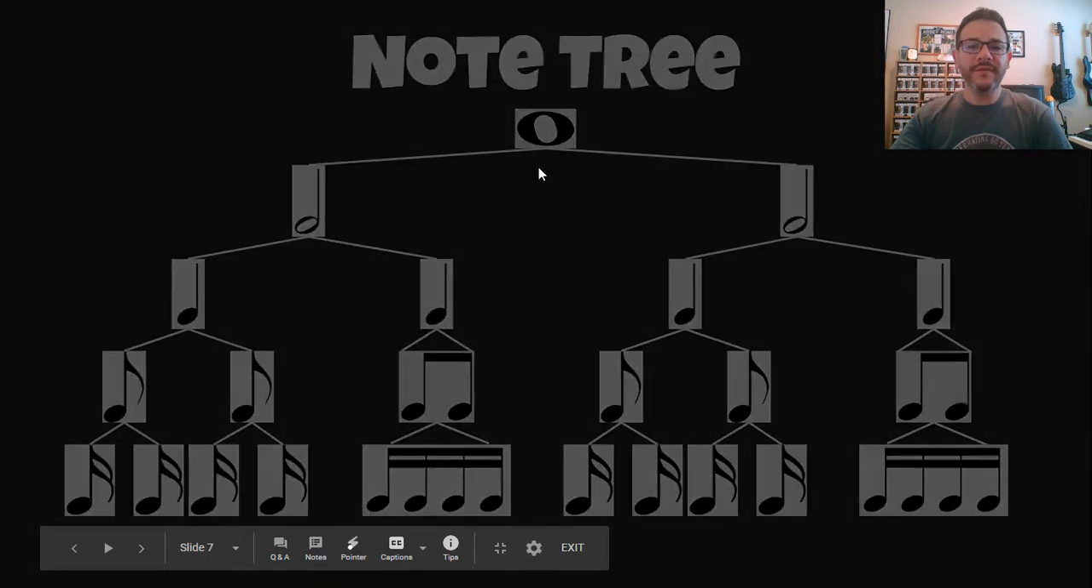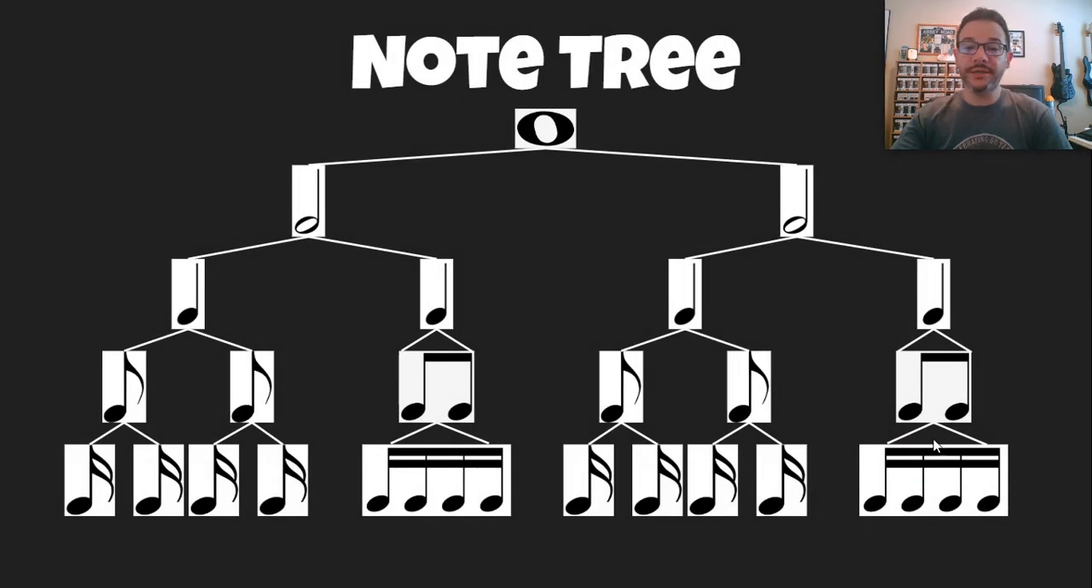Now let's talk about their values. This is our note tree. And it's important to remember how many notes are in each of the big ones. And it's also important to remember that if I have this big guy, no matter what his value is, right now it's 4, if I divide that by 2, or in half, I get 2.